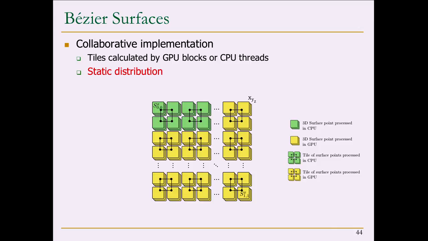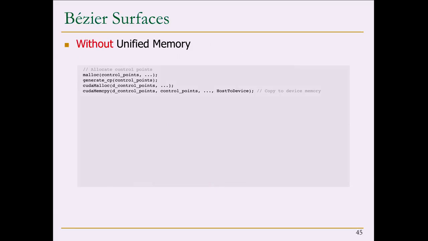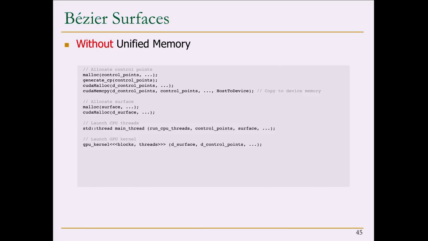So is it possible to implement this with the traditional model? Yes, it's possible to do this without unified memory, because we could allocate the control points on the CPU and on the GPU. We can transfer the control points from the CPU to the GPU. We also allocate 2 surfaces, or part of the surface in each of the devices, and we can launch CPU threads and a GPU kernel to compute the corresponding part. And in the end, we synchronize.